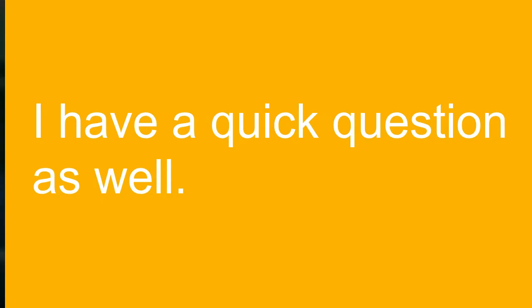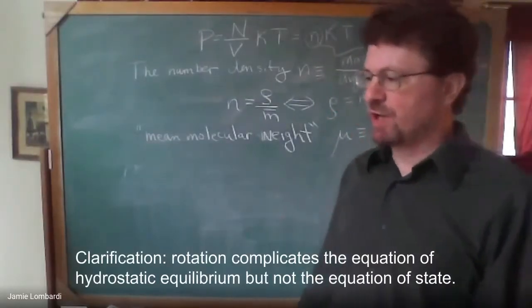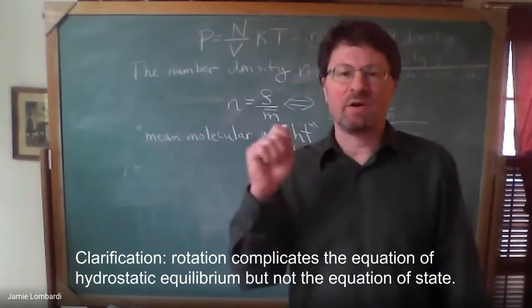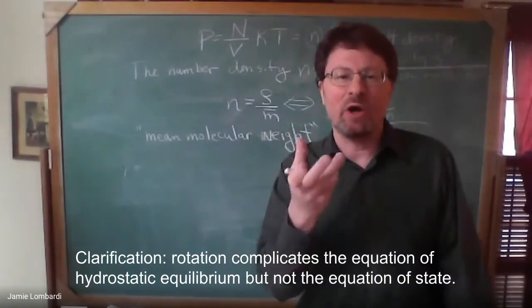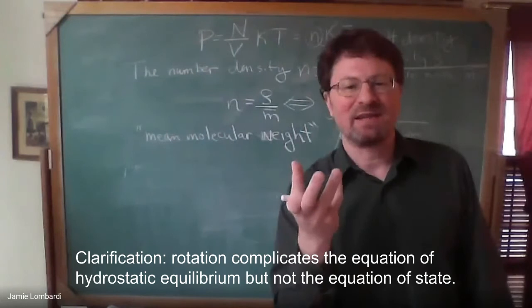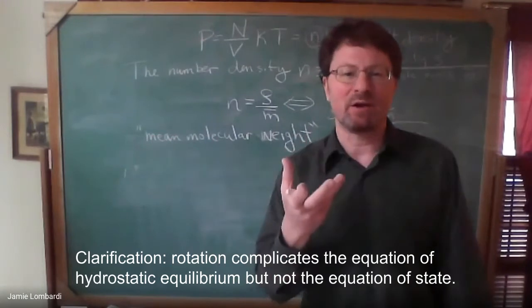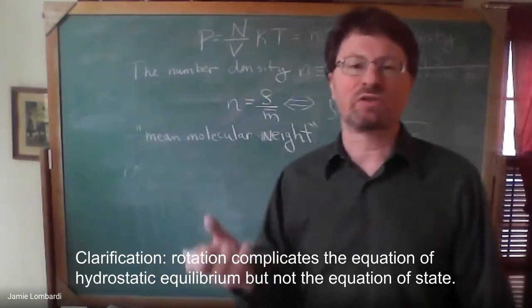I have a quick question as well. I'm just wondering how rotation of a star would affect or complicate the pressure calculation. It does complicate it. You can solve that in an approximation where you treat the star as each shell rigidly rotating. If it's rotating slow enough, you can write down the equations as an expansion in the angular velocity omega. But for fast enough rotations, it becomes a nonlinear problem that you can only solve numerically. And there are certainly stellar evolution codes that exist.